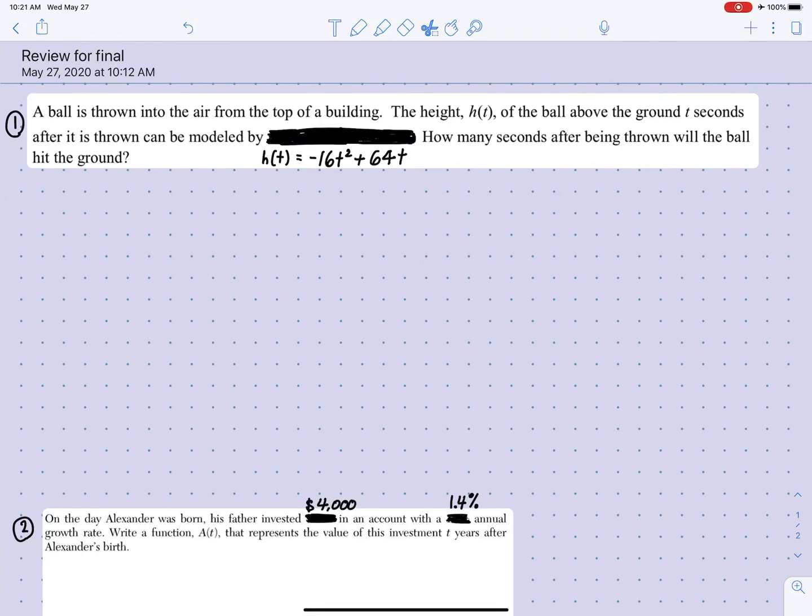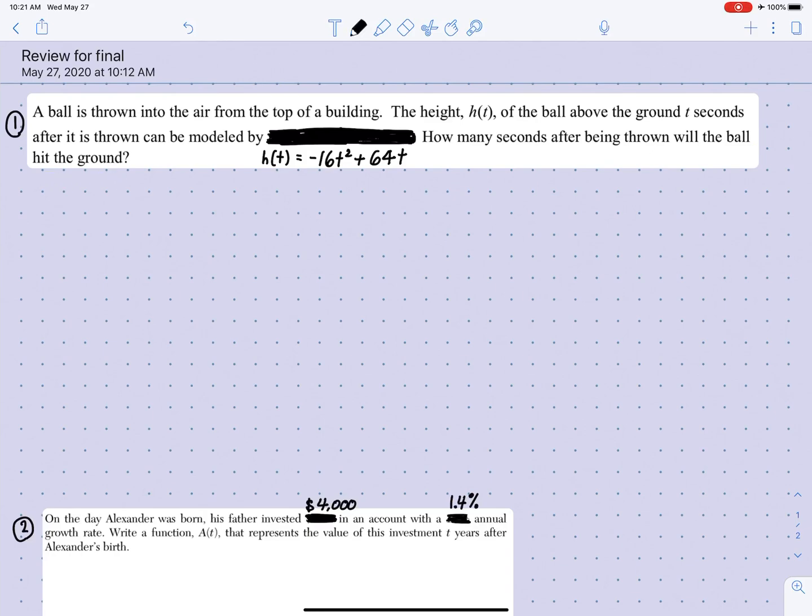Right now we're going to go over some problems that might be on the finals. So question number 1 reads as follows. A ball is thrown into the air from the top of a building. The height h as a function of t of the ball above the ground, t seconds after it is thrown, can be modeled by h of t equals negative 16t squared plus 64t. How many seconds after being thrown will the ball hit the ground?